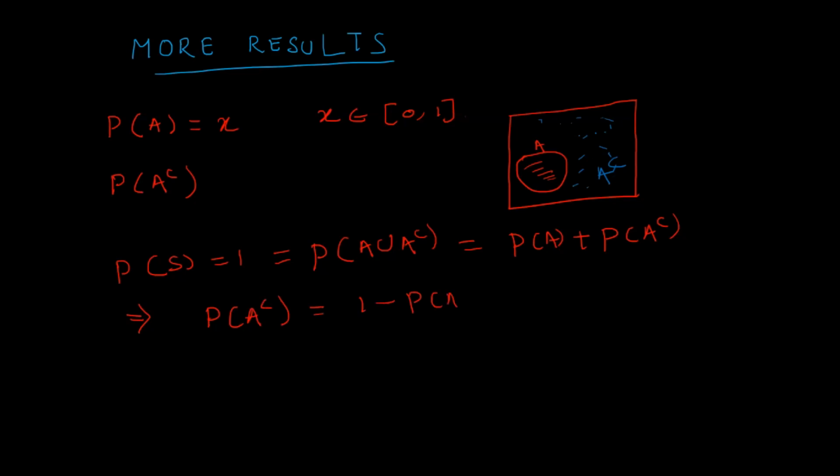So we have just proved this result: the probability of A complement is equal to 1 minus the probability of A, or the other case, that is, the probability of A is equal to 1 minus the probability of A complement. This is a result. Okay, another result.